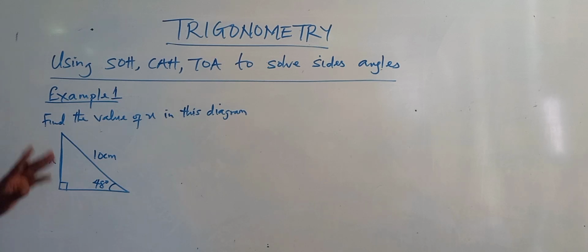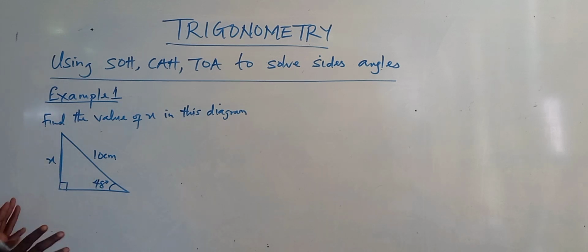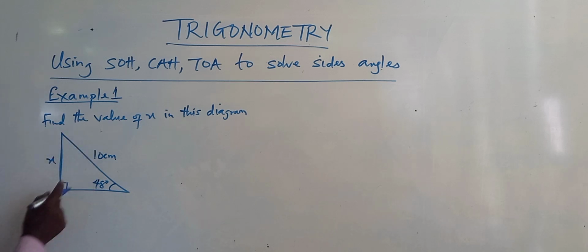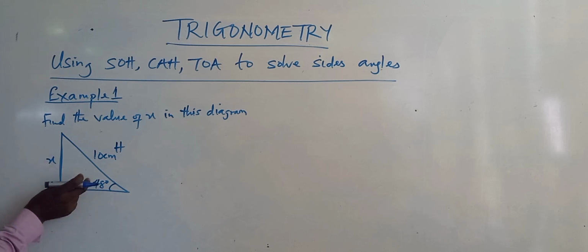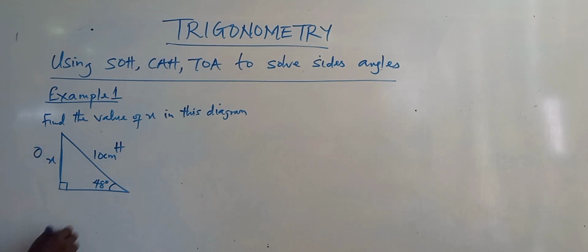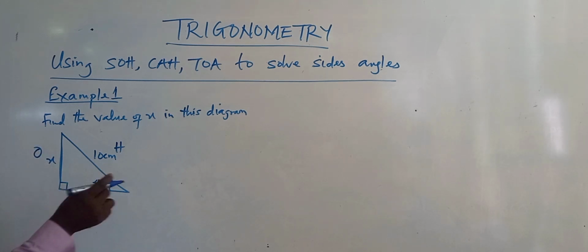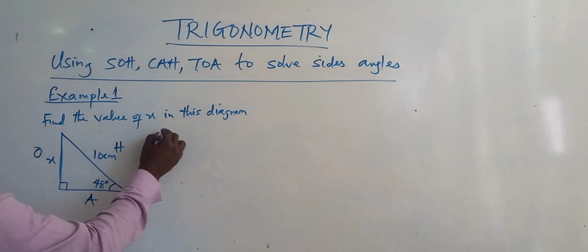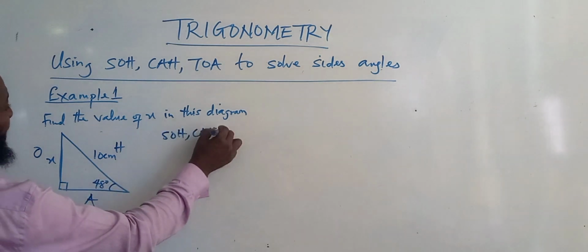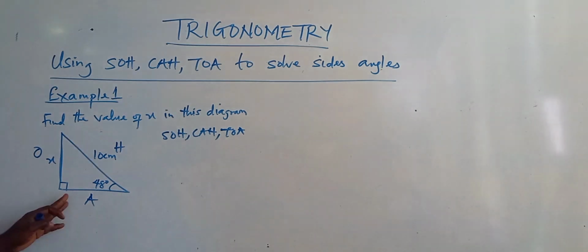This is the first example. Find the value of x in this diagram. The first thing you need to do when you have this is to label the sides. This side, as I explained earlier, is facing the angle of 90 degrees. This is the hypotenuse, so let's label it h. Then this side is facing the angle we are given, the given angle of 48 degrees, so this will be the opposite, while this will be the adjacent. Now the next thing is to look at which of SOH, CAH and TOA we are going to use to solve this problem.